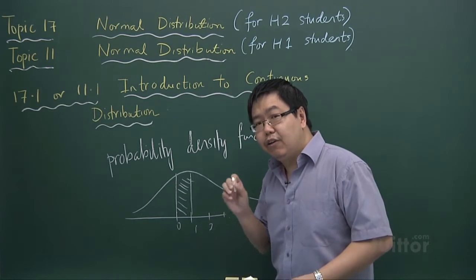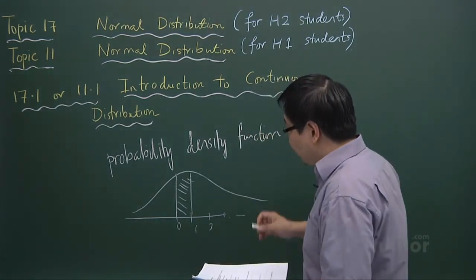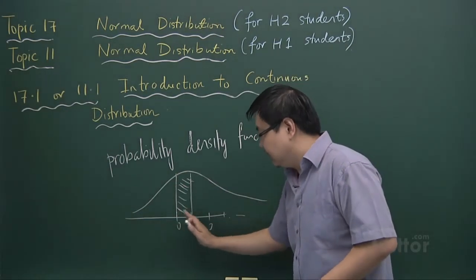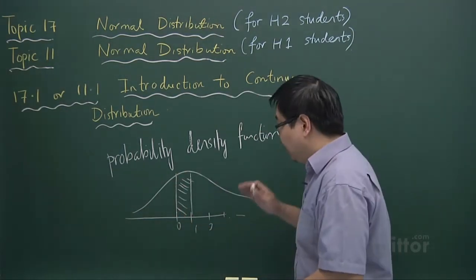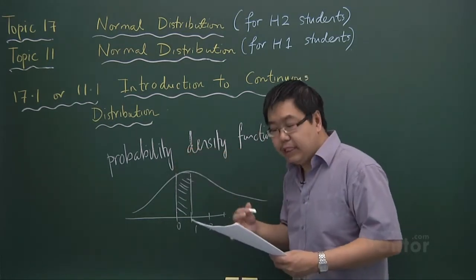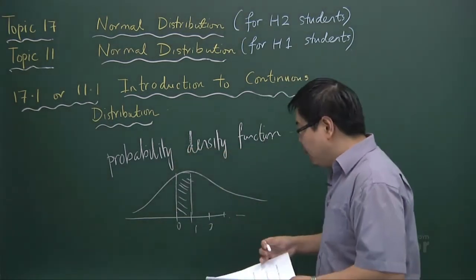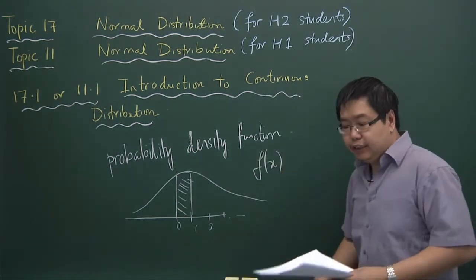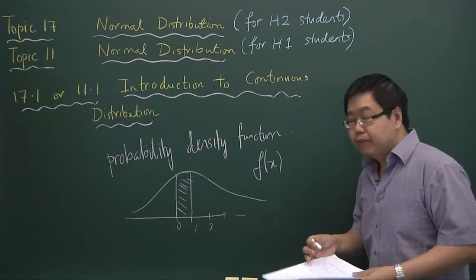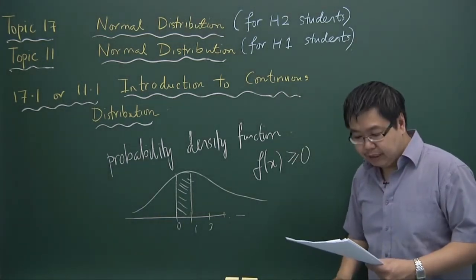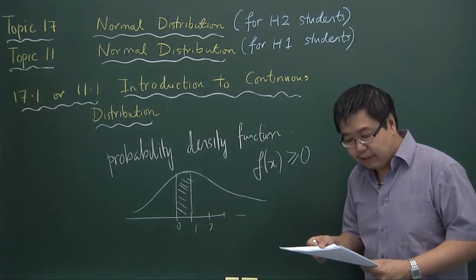So in the case of a continuous random variable, we are interested in finding the probability that x is between a certain range of values. And to do that is to find the area under what we call the probability density function. The probability density function, which we usually denote as small f, is a non-negative function, so it is going to be greater than or equal to 0. That is one of the important conditions that is given in your notes.